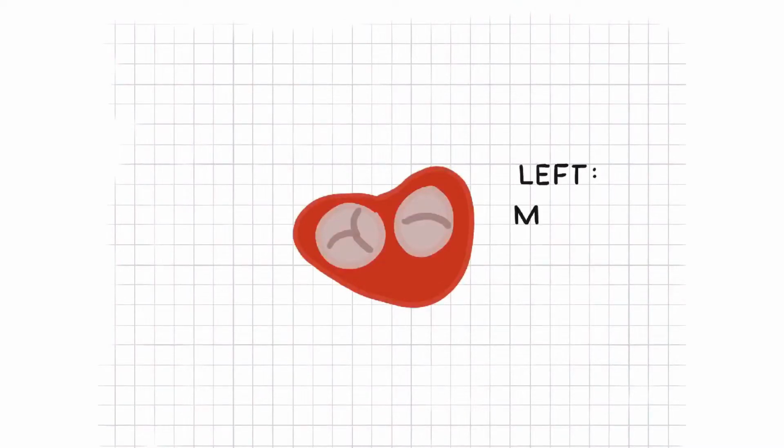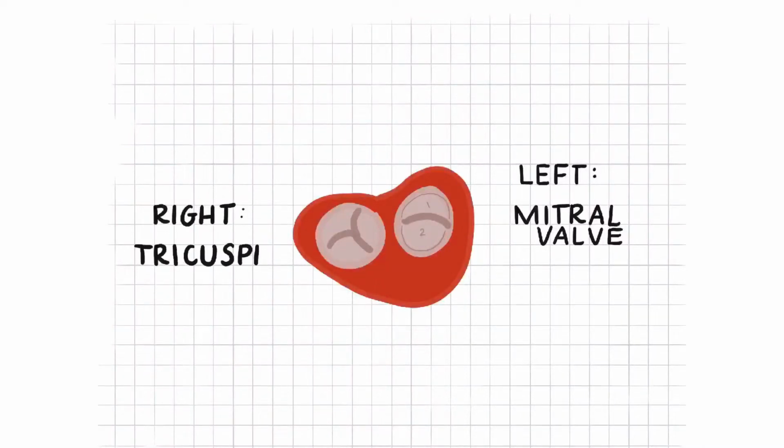On the left side, you have what's called the mitral valve, and so this is going to allow blood to flow into the left ventricle. It has 2 sections, so it's called a bicuspid valve. On the right side, you have a tricuspid valve because it has 3 sections.